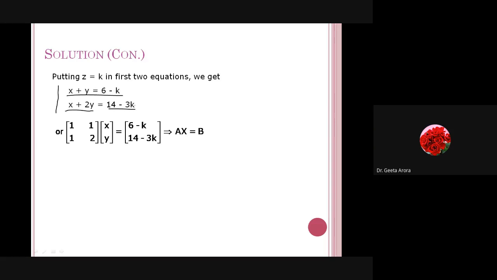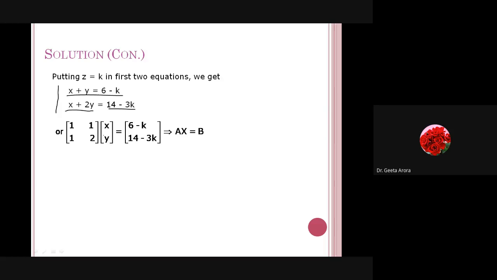Now we are not aware of what k is. k is just a constant. Correct? So here we have to solve this 2 by 2 system, because we have three unknowns and one we have assumed to be equal to some constant value. So x plus y is equal to 6 minus k is our first equation, and x plus 2y is equal to 14 minus 3k is our second equation. Now we write it again as a matrix system to solve for x and y: [1, 1; 1, 2] times [x; y].